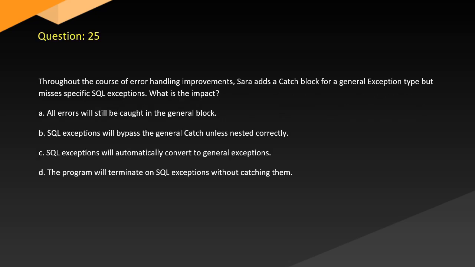Question 25. Throughout the course of error handling improvements, Sarah adds a catch block for a general exception type but misses specific SQL exceptions. What is the impact? A. All errors will still be caught in the general block. B. SQL exceptions will bypass the general catch unless nested correctly. C. SQL exceptions will automatically convert to general exceptions. D. The program will terminate on SQL exceptions without catching them.